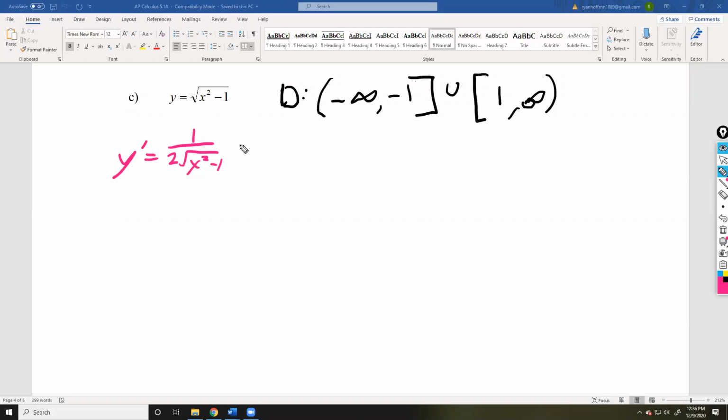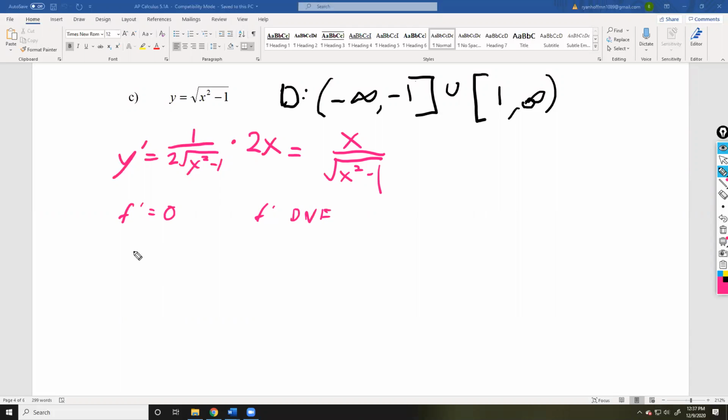But then, of course, we need the chain rule and multiply by the derivative of the inside part. Derivative of x squared minus 1 is going to be 2x. So I'm going to go ahead and cancel these 2's and say that this is x on top. And then I have a square root of x squared minus 1 on the bottom. So we got f prime is 0. F prime does not exist. These are finding our critical points.